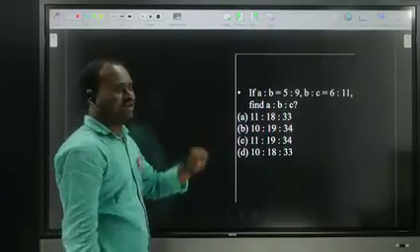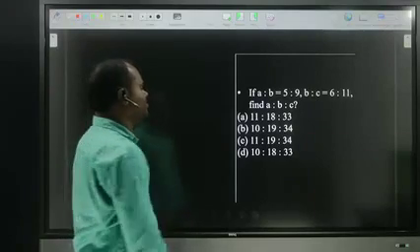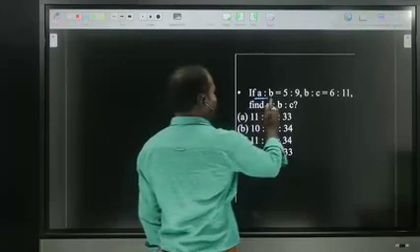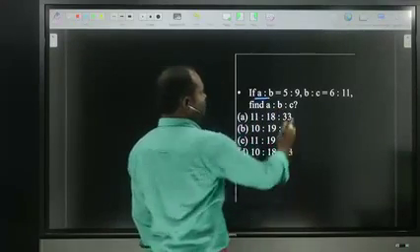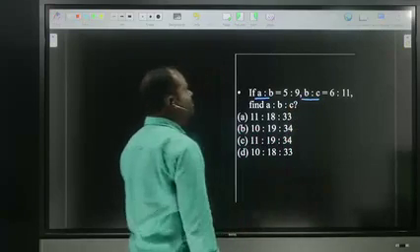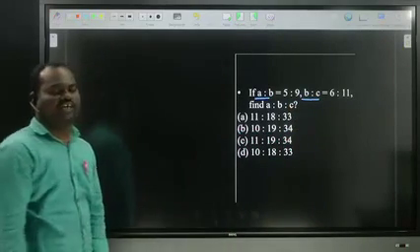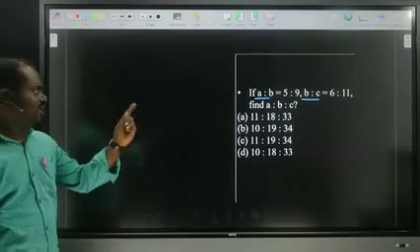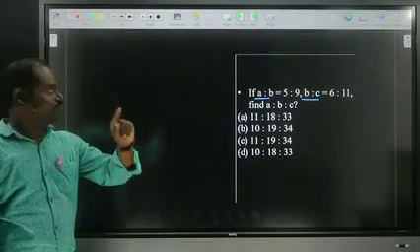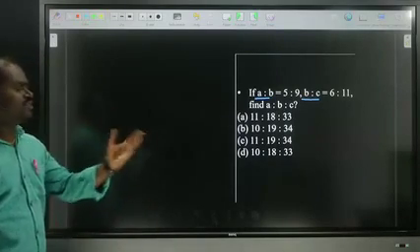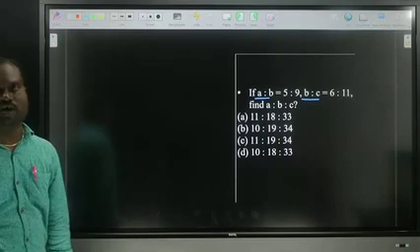Now we are moving to this model. If you observe carefully, A is to B is 5 is to 9, B is to C is 6 is to 11. The question asks for the ratio of A is to B is to C. A is to B is 5 is to 9, B is to C is 6 is to 11. When these kinds of problems come, let's see how to approach.